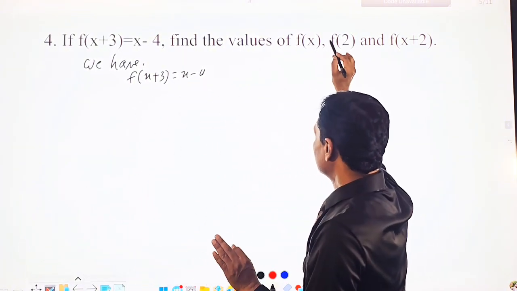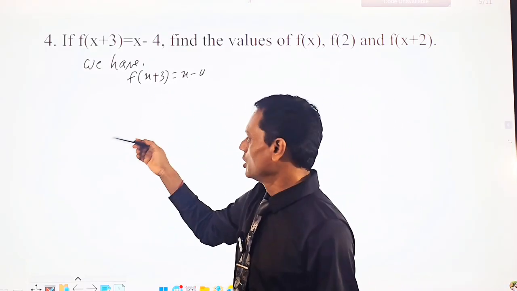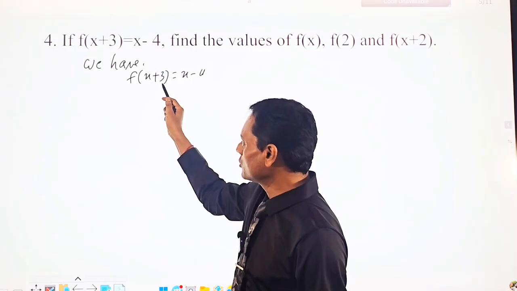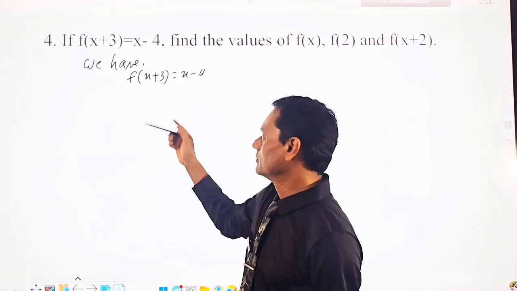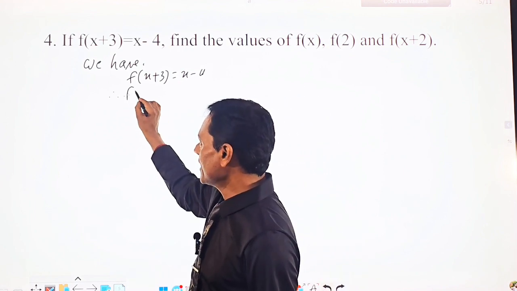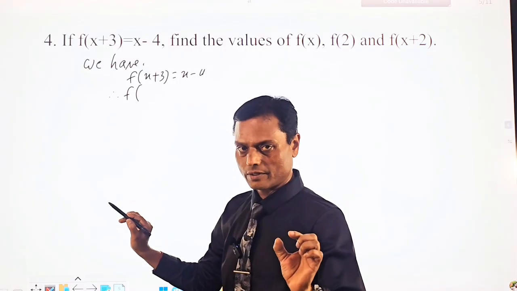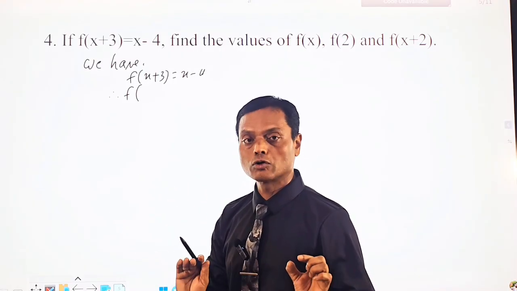The first one, we are going to find the value of f(x). So how to get the value of f(x)? To get the value of f(x), we have to remove 3, isn't it? We have to eliminate 3. How to eliminate? We need minus 3, right? Have a look here and try to understand. We are not going to subtract 3, okay? We are not going to write minus 3.